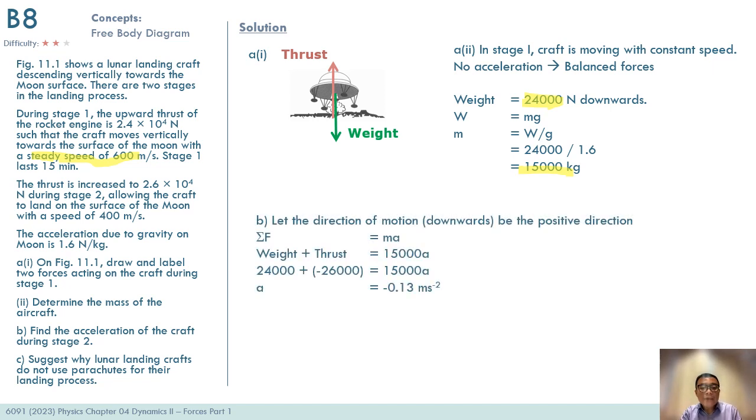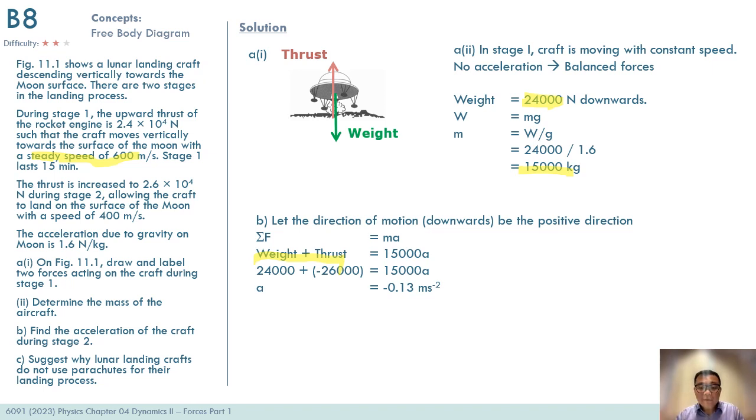Moving on, in part B, you are to calculate the acceleration during stage 2. Now, this becomes a standard second law question where on the right side of the equation, we have mass times acceleration. On the left side of the equation, we have resultant force, which we need to literally add up all the forces. So I have added up all the forces here, which is a weight and thrust.